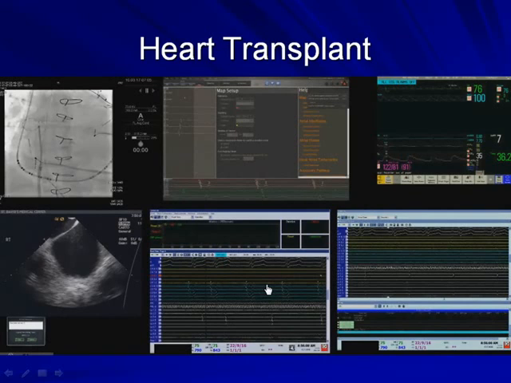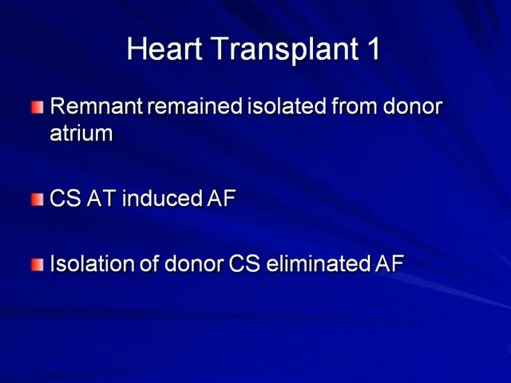Normally, with heart transplants, if they have AFib, it actually originates from the remnant heart, which is, of course, the more diseased heart, which has usually had a volume of pressure for a long time. And the only reason it becomes clinically relevant is if there is residual or at least intermittent conduction between the remnant, which develops across suture lines, and the donor heart. So the first heart transplant that I just showed you, the remnant heart was isolated from the donor heart. The CS was actually the source of the atrial fibrillation, and isolation of the CS was what eliminated the atrial fibrillation.